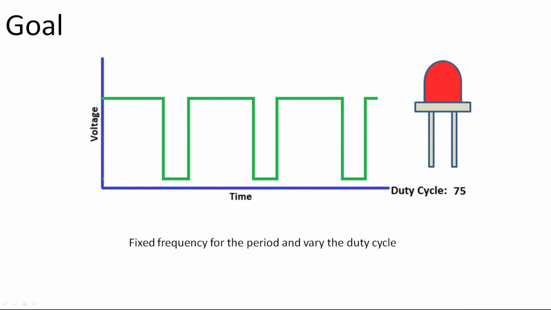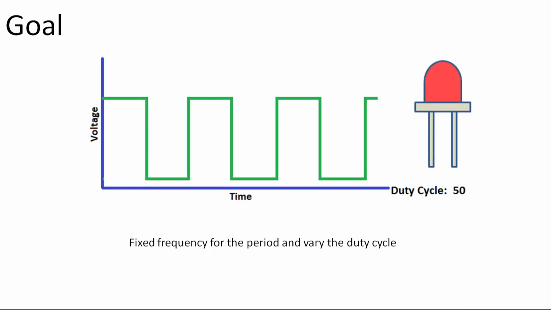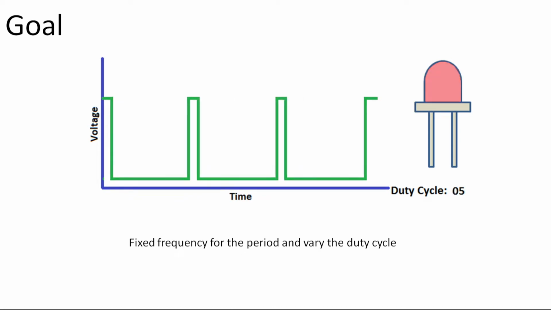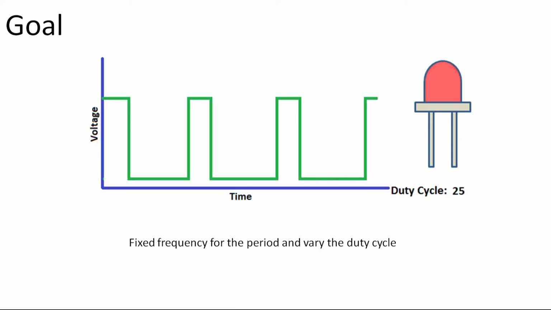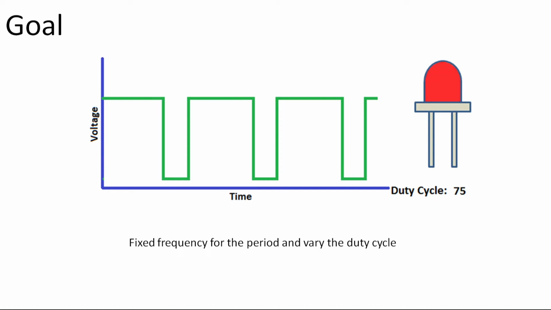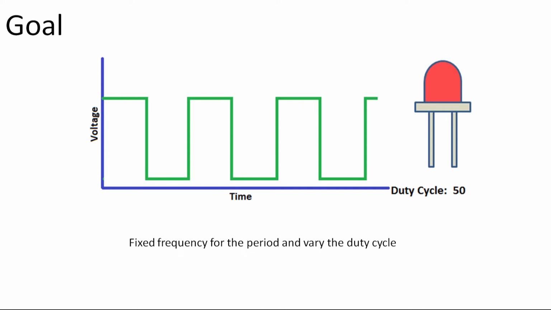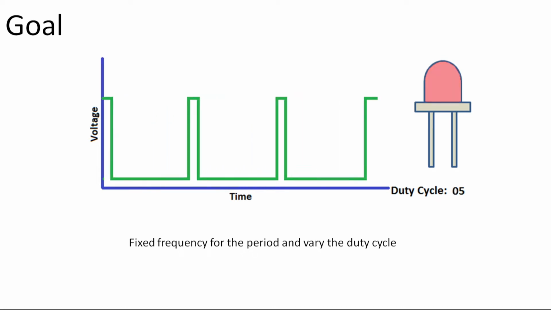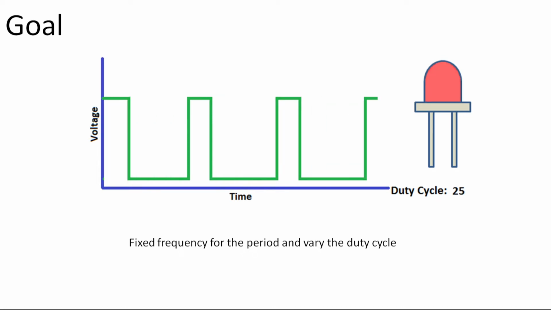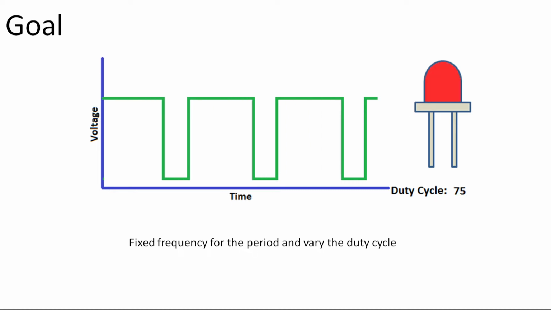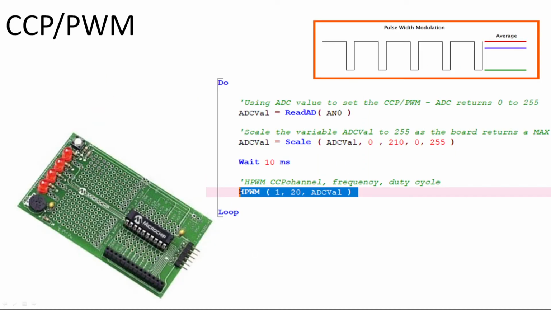So our goal is to control the LEDs. Clearly the LEDs are connected on that board via suitable resistors, but we're going to be using a fixed frequency. I've chosen a particular frequency. You can play with that frequency to see the impact. And we're going to change the duty cycle by reading the ADC, which we've done in the previous tutorials. And how do we do that? It's relatively simple. We're going to read the ADC value.